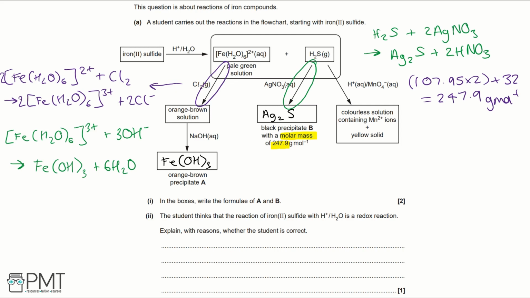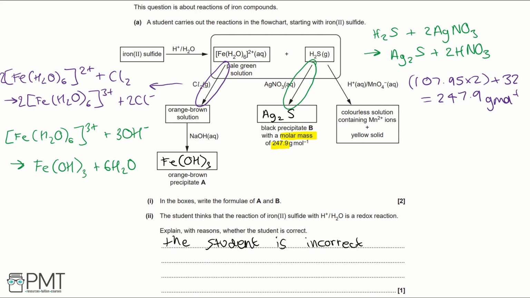To get the 2 marks for this question, you get a mark for each correct formula. Part 2. The student thinks that the reaction of iron 2 sulfide with H plus and H2O is a redox reaction. Explain with reasons whether the student is correct. In a redox reaction, one substance is oxidized and one substance is reduced. But in this reaction with iron 2 sulfide and H2O, or H+, the student is incorrect, and the reason for this is because the oxidation numbers don't change.